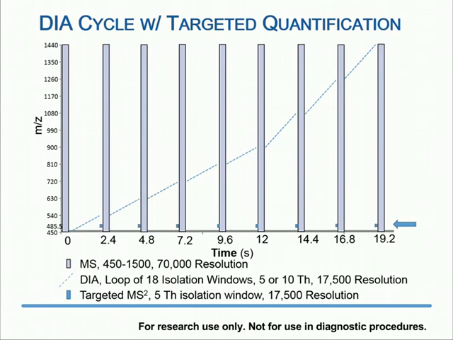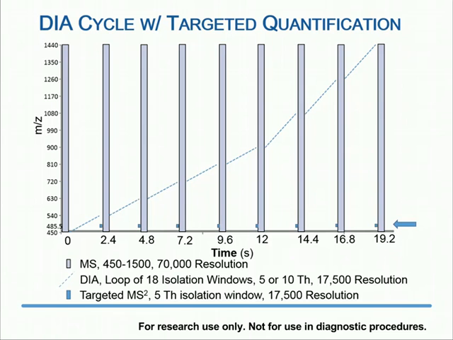So again, mass to charge on your y-axis, the time on the bottom here. You can see the time it takes to do the high-resolution scan for the peptide measurement, the DIA windows, then one targeted MS2 for that isolation window that we were talking about for measuring the peptide from HER2, and that's just implanted into every cycle.